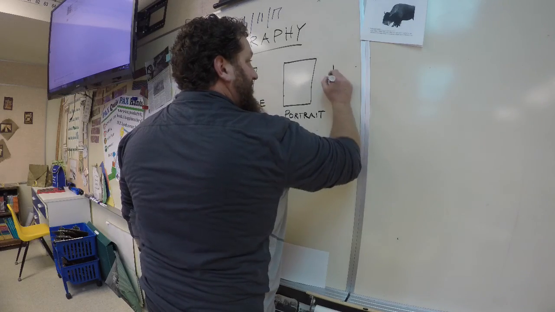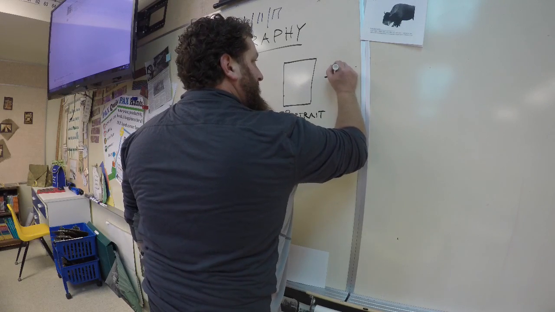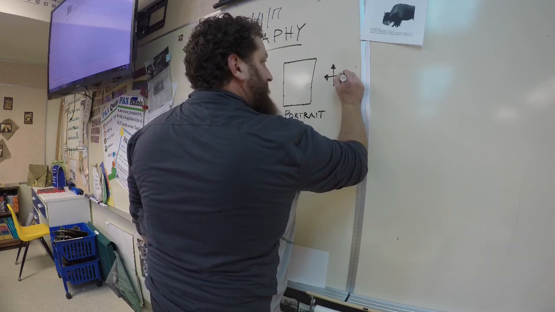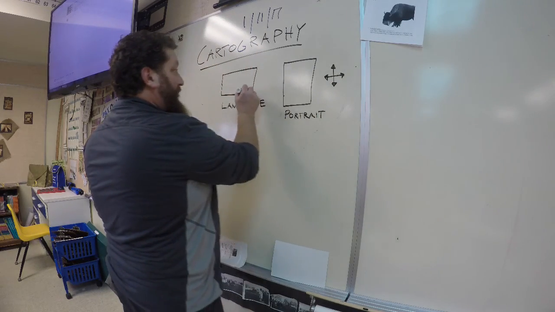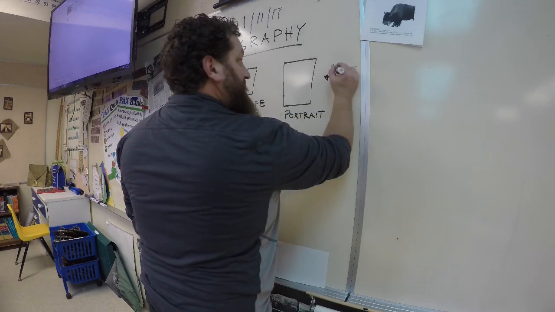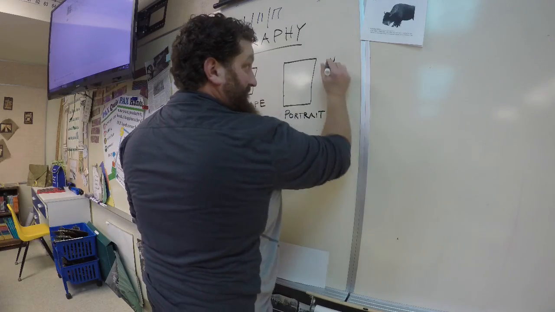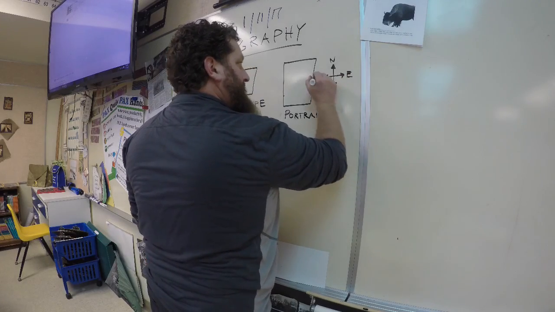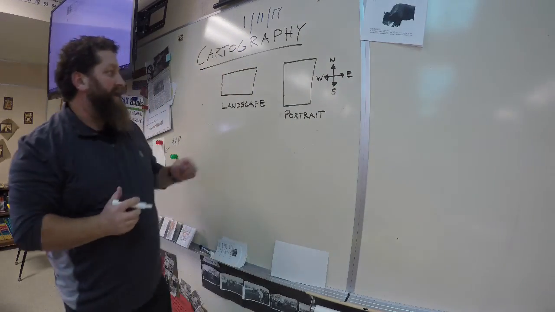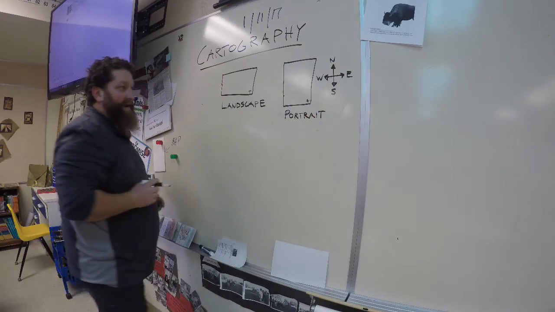So basically you've got a compass type thing, and then draw that in the bottom right hand corner, your compass. You know what that stands for? Great. Okay, so I want you to draw down in the bottom right hand corner.